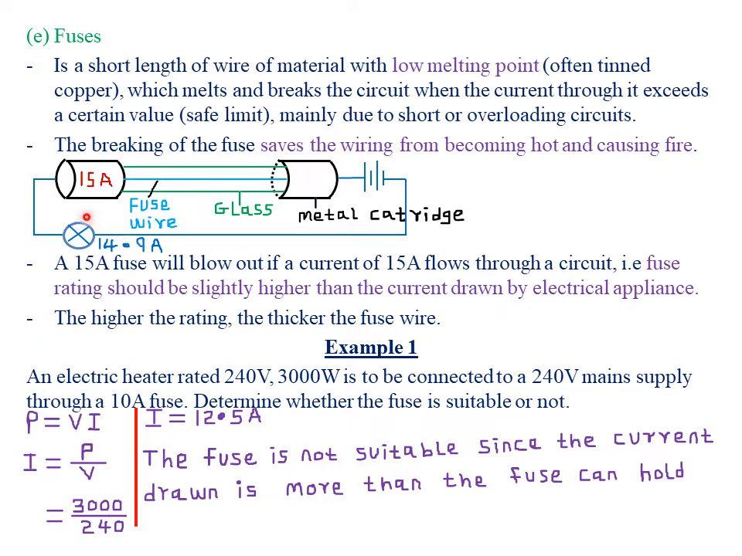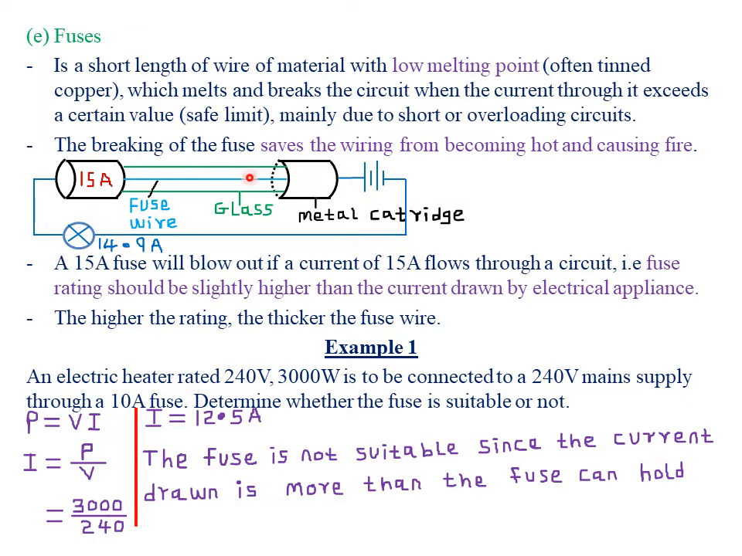Because remember, if you allow a current of, for example, let's say 18 amperes to flow through this particular bulb, the bulb will actually blow off. It will blow off because the amount of current that it needs is only 14.9 amperes. So the fuse is there to ensure that a current which is far much greater than 14.9 amperes does not actually get to this electrical appliance.